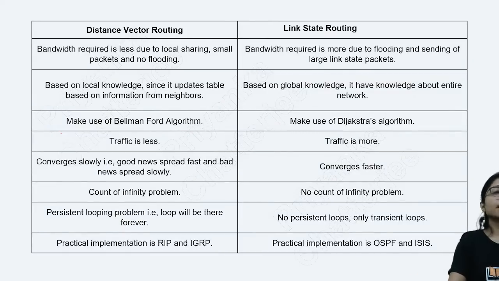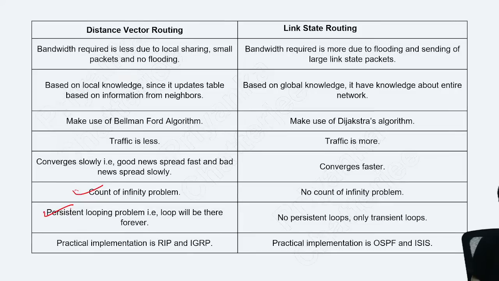Distance vector routing converges slowly. Good news spreads fast, but bad news comes slowly, because the count to infinity problem is there. Count to infinity is a big problem for distance vector routing, and the persistent looping problem is also there. These are the two main important problems and disadvantages of distance vector routing.